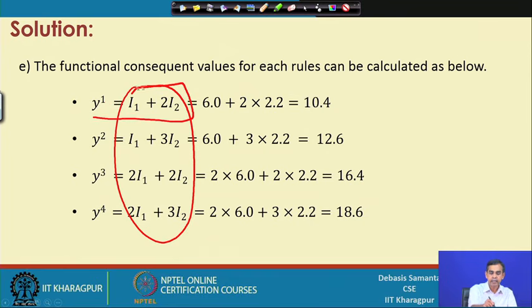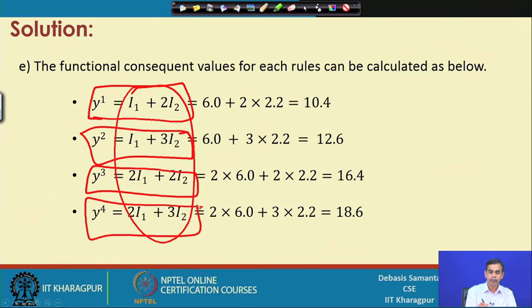This is the mathematical representation of rule 1, and this is the mathematical representation of rule 2, and rule 3 and rule 4. I have given this as an example, but actually these are the tricks by which the rules can be decided or defined in the system. And once these rules are defined according to the system, it is straightforward to calculate the different values.